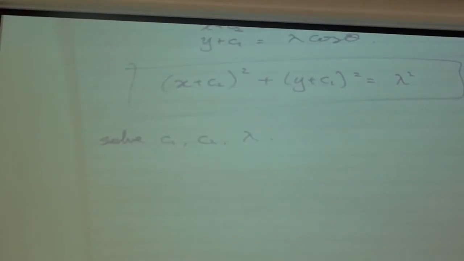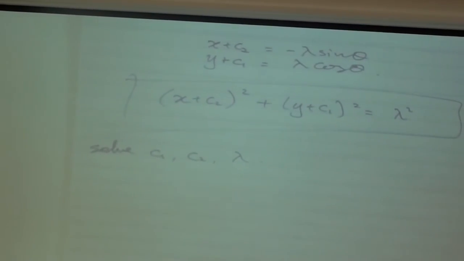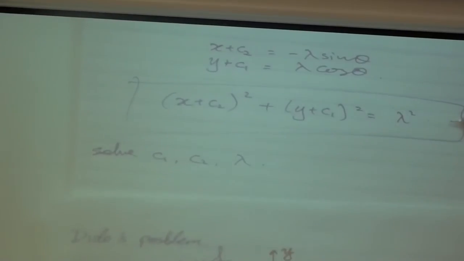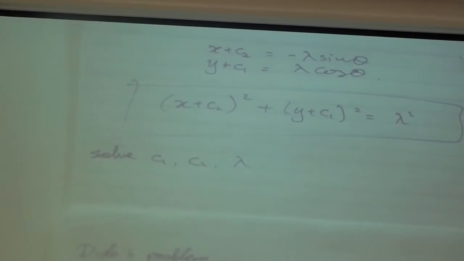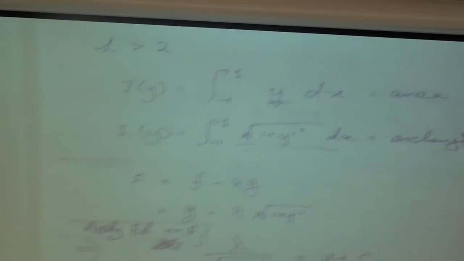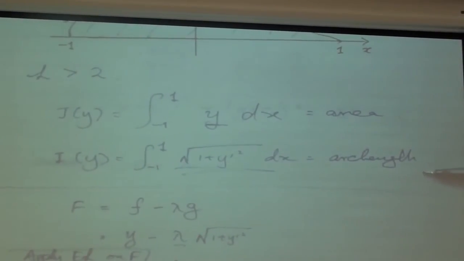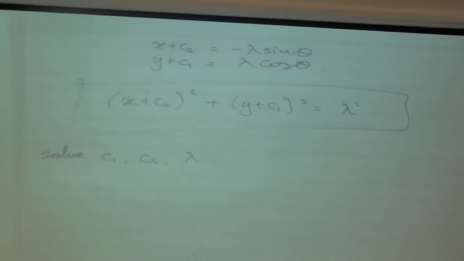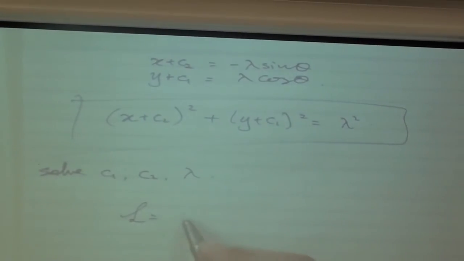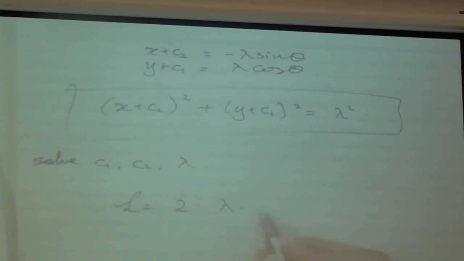And to actually do that, or at least get an idea how to do that, we'll substitute these two equations into our isoperimetric arc length equation we had before. And if I do that substitution, I claim L equals 2 times lambda times theta.